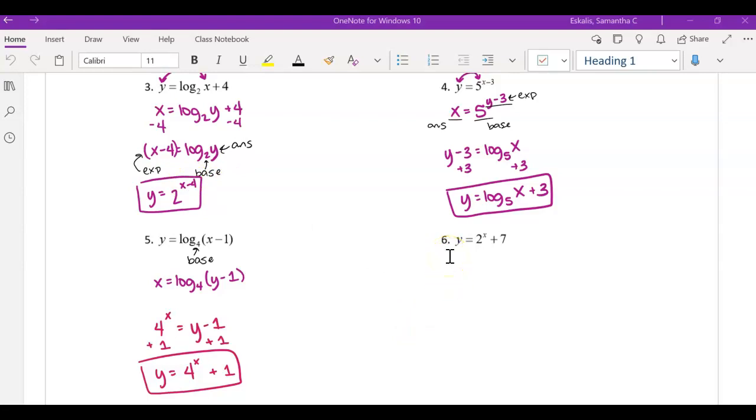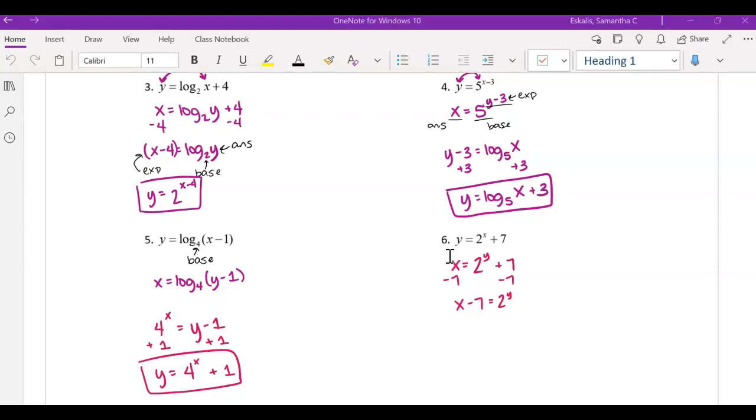So we'll look at number 6 now. First step is to switch x and y. So we'll have x equals 2 to the power of y plus 7. Since this plus 7 is big, it's on the outside, we can't do anything with it until we get our exponential completely by itself. So we're going to subtract 7 from both sides. Now we have x minus 7 equals 2 to the y.